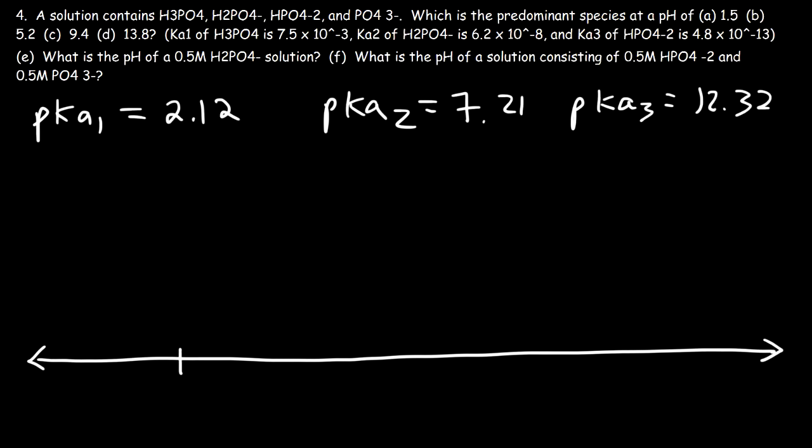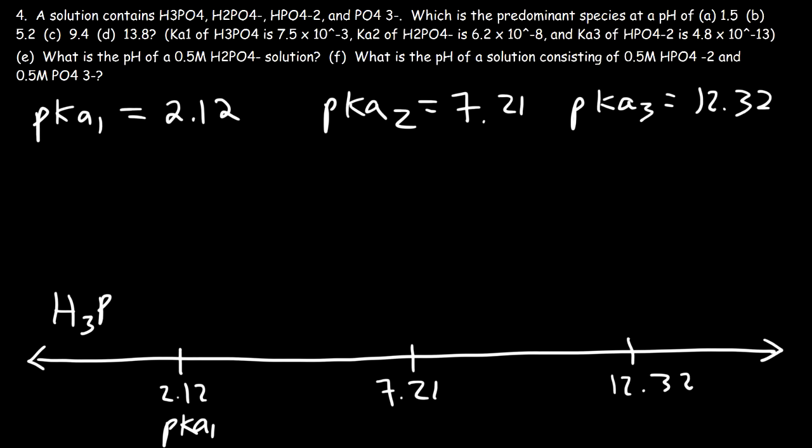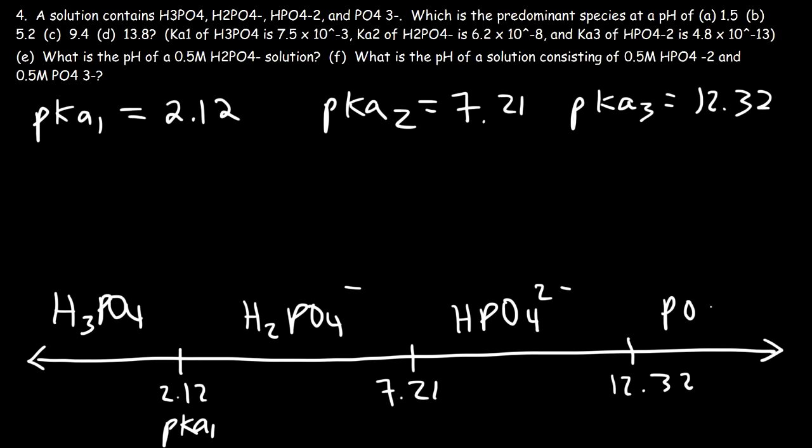Now what we're going to do is make a number line, and you want to place the pKa values in this number line. So this is going to be 2.12, 7.21, and 12.32. Now what you need to realize is that at a pH below the first pKa value, the predominant species is going to be phosphoric acid, and then take off a hydrogen is going to be H2PO4 minus, and then HPO4 2 minus, and then phosphate PO4 3 minus.